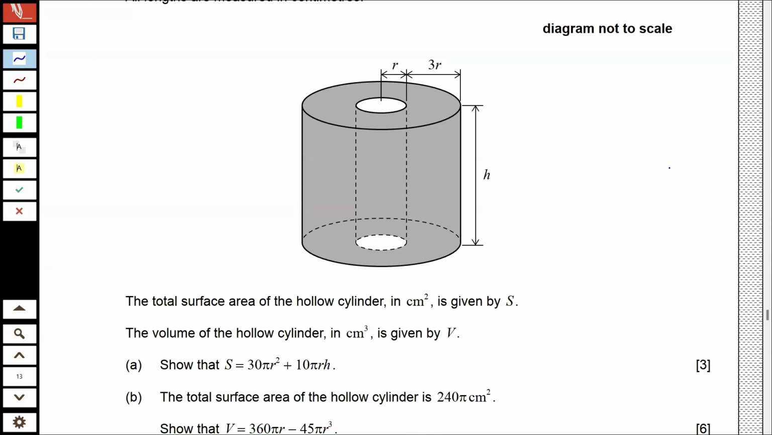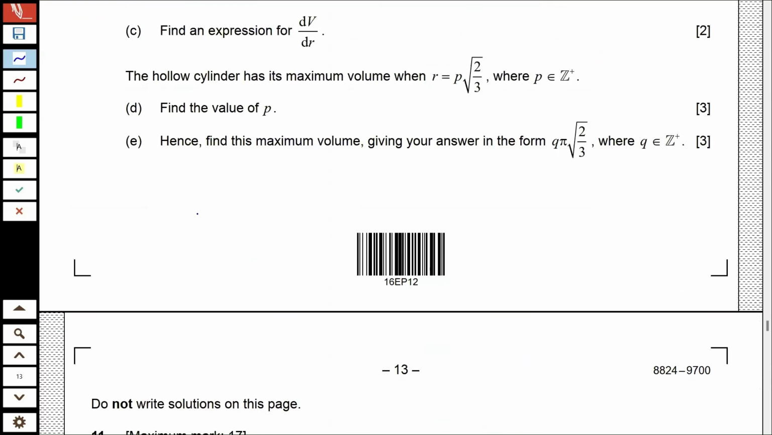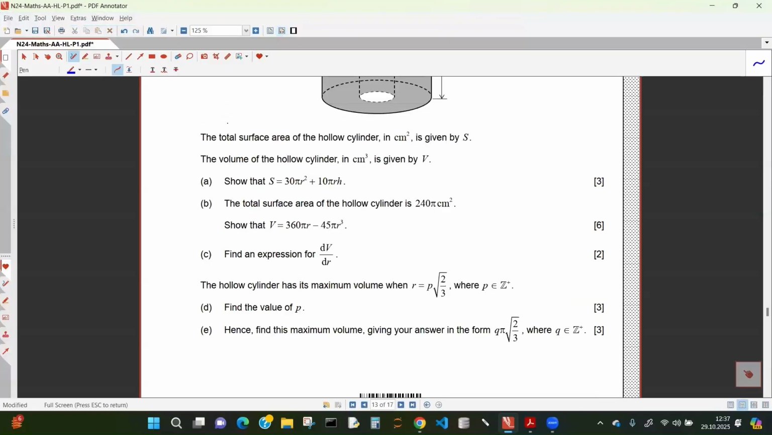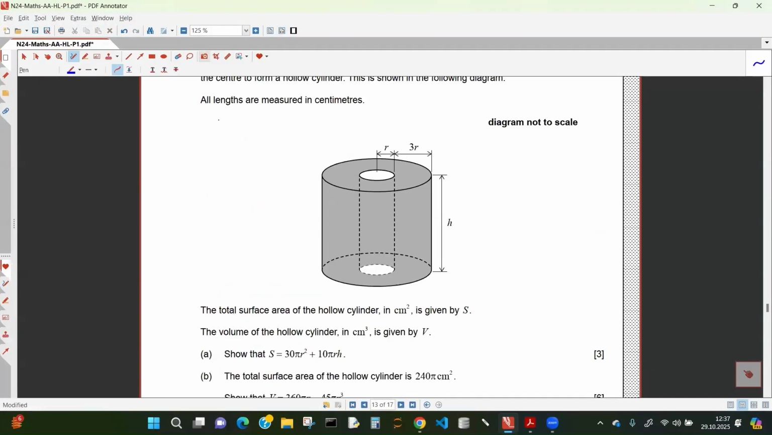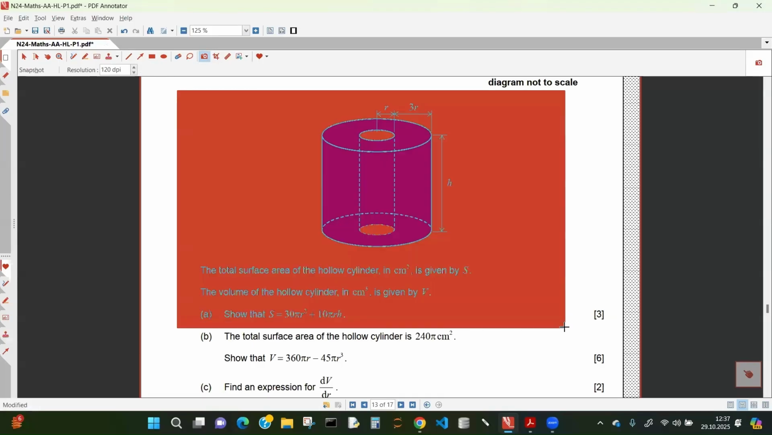The total surface area of the hollow cylinder in centimeters square is given by S. The volume of the hollow cylinder in centimeter cube is given by V. Show that S equals 30 times pi times r square plus 10 times pi times r times h. I will copy this question. To start by A.